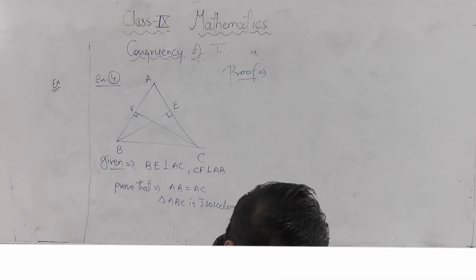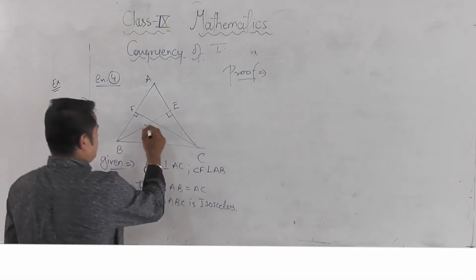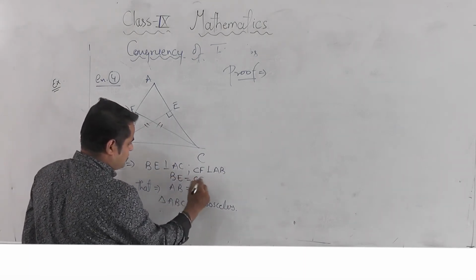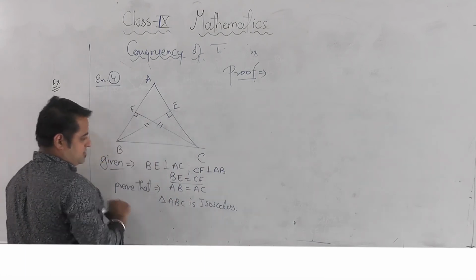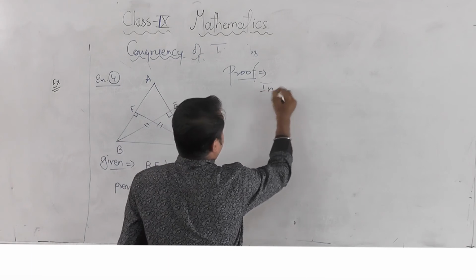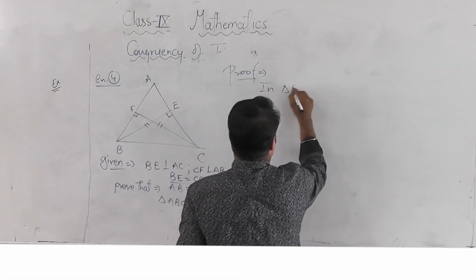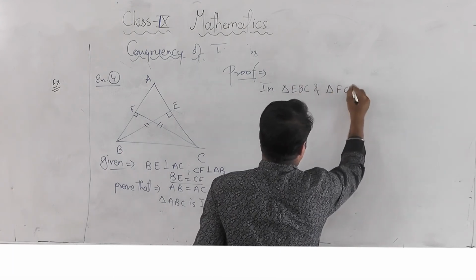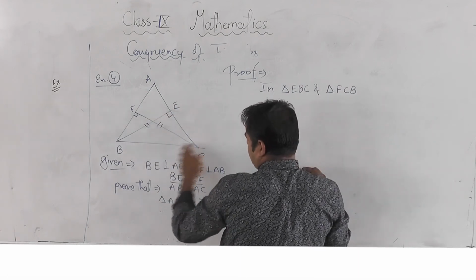So what are we going to take? See, equal altitudes have been given to us. Now in that, B and C are also given equal to us. So this is also a good thing. What we are doing here, this time, is taking the lower triangles. So now the triangle EBC and triangle FCB, these two triangles we are taking.